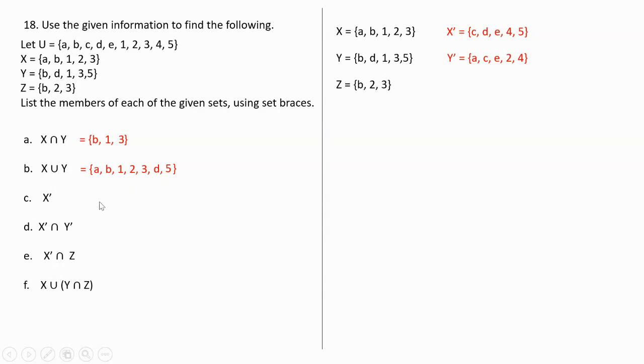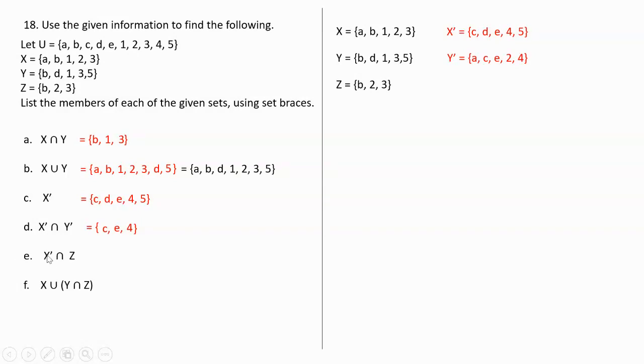Okay. Now part C is called the complement of X, right? Which I already got over here on the right side. So the answer will just be C, D, E, 4, 5. Now let's do the complement of X intersects the complement of Y, right? So we have them here on the right. Remember that the upside down U means "and", or what do they have in common? They have in common a C. They have in common an E and a 4. So that's my answer.